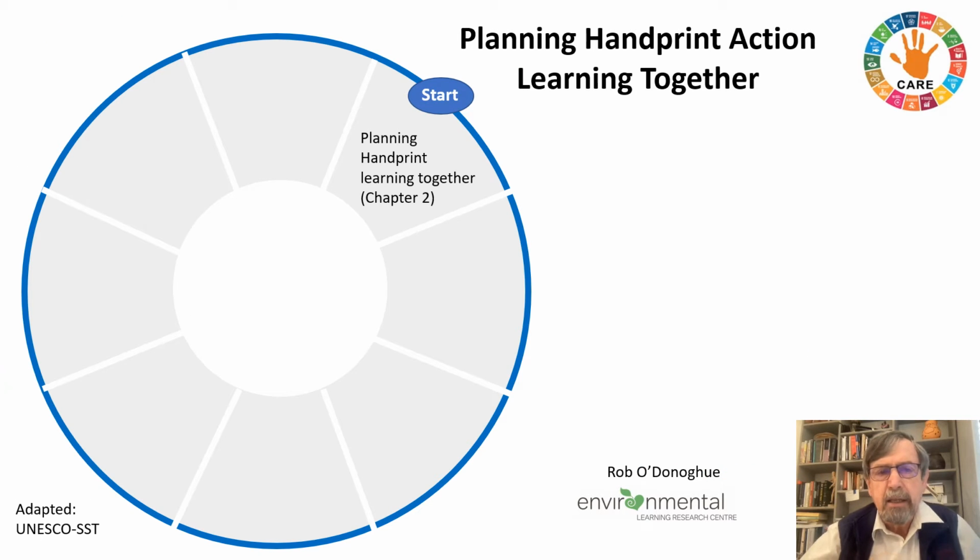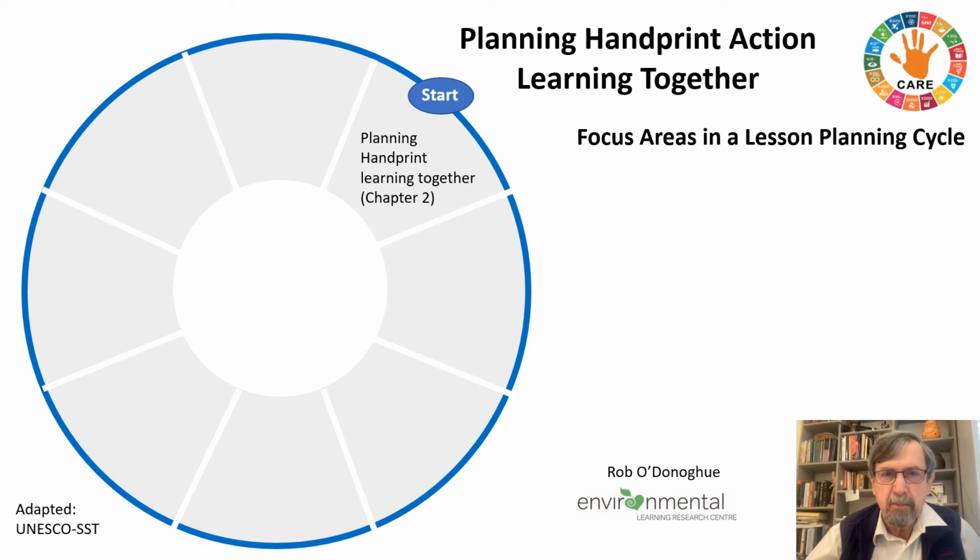Now, the key here is the concept of planning action learning together. And this is the starting point that we would recommend to all teachers. And the focus area for lesson planning has been mapped out in the book. So this starts in chapter 1, looking at the context, heritage, and history.